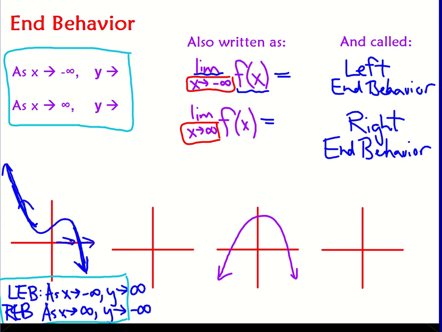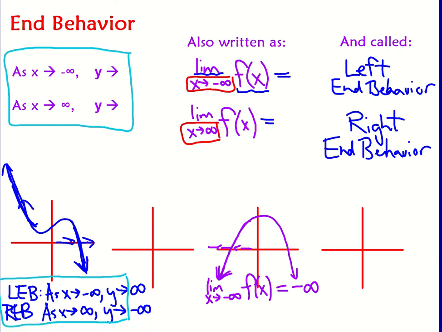For a function like this, and we'll use the other notation this time, the limit as x approaches negative infinity of f of x equals, well, let's think about it. As x approaches negative infinity, that means we're headed to the left on the graph. And what is y doing? Y is going down towards negative infinity. So I would say that this limit equals negative infinity.